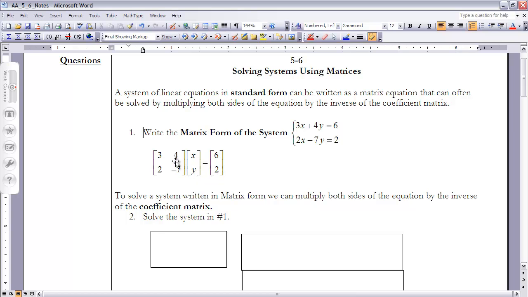Now, if I do my matrix multiplication on the left hand side, I'll get exactly what I have up here on the left hand side. And obviously [6, 2] is just the right hand side. So if we multiply that out, we get the exact same system that we started with.